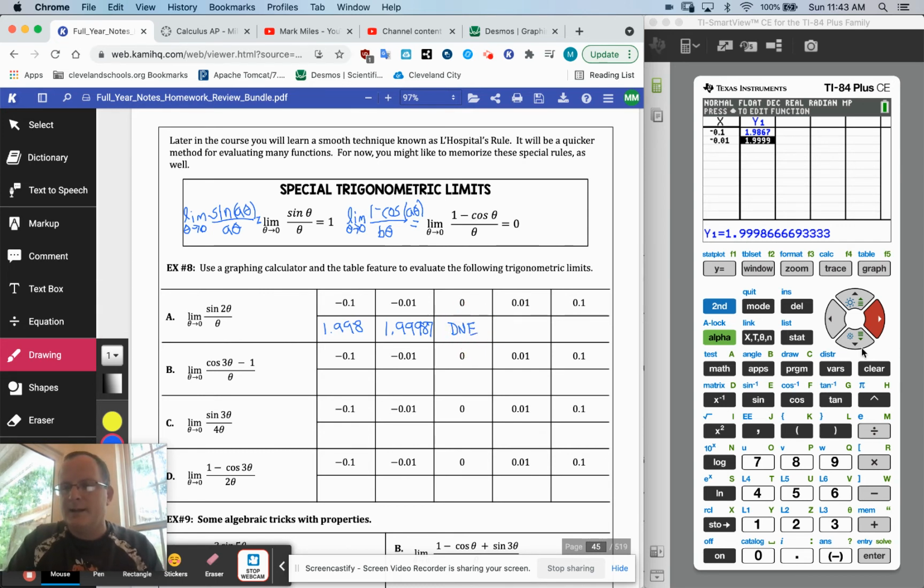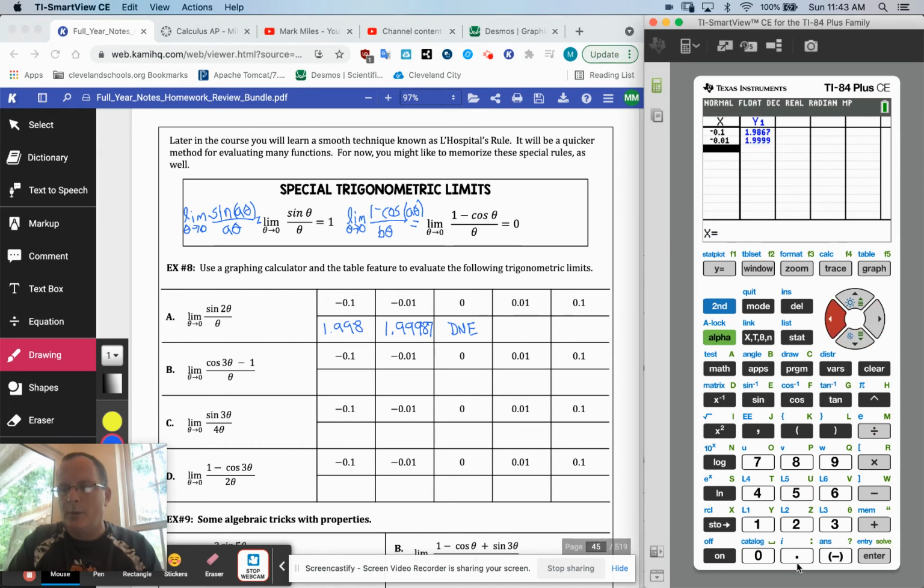All right, and then let's head on over here and let's go 0.1. And 0.001, sorry. Oops. There we go. Same values, right?